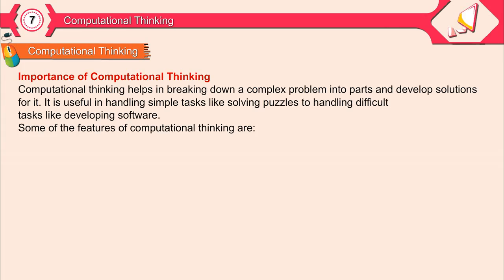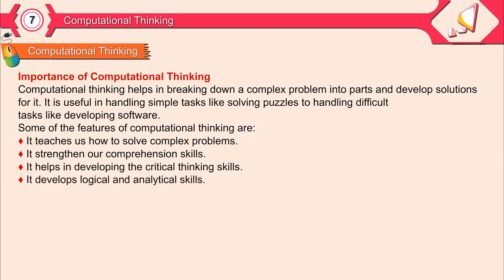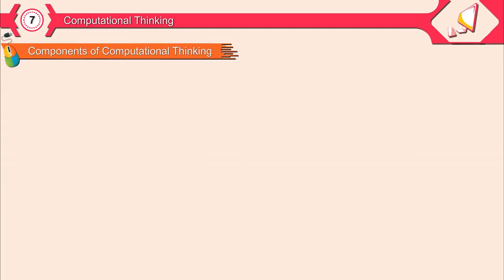Some of the features of computational thinking are: it teaches us how to solve complex problems, it strengthens our comprehension skills, it helps in developing critical thinking skills, it develops logical and analytical skills, it helps in designing efficient software systems. Components of computational thinking.